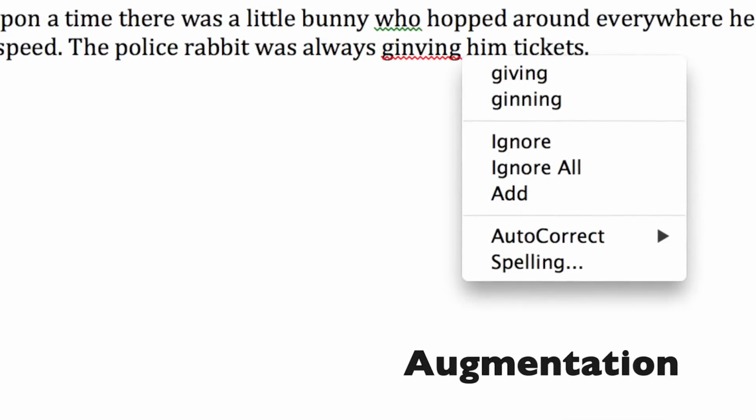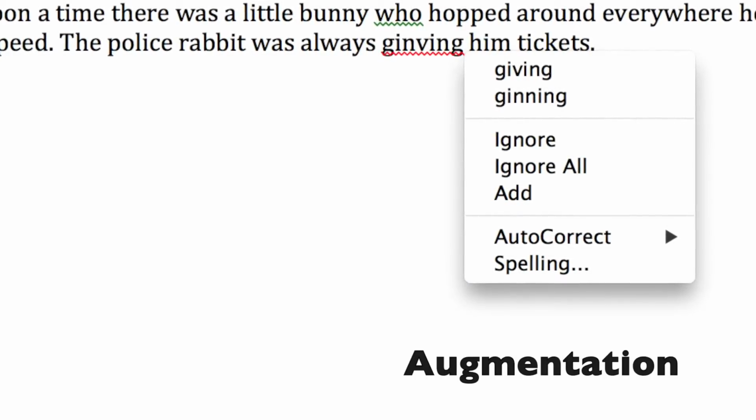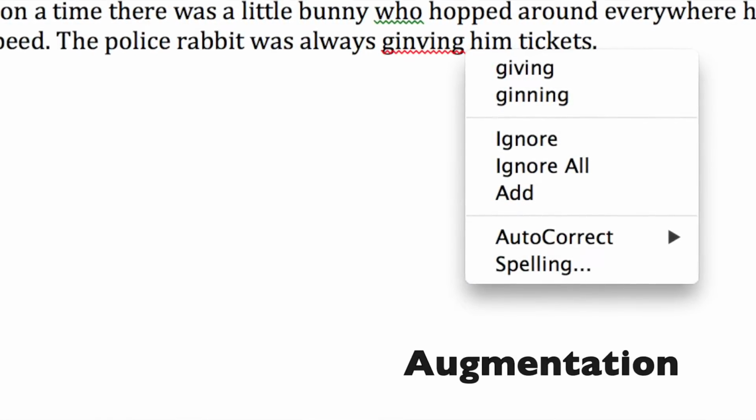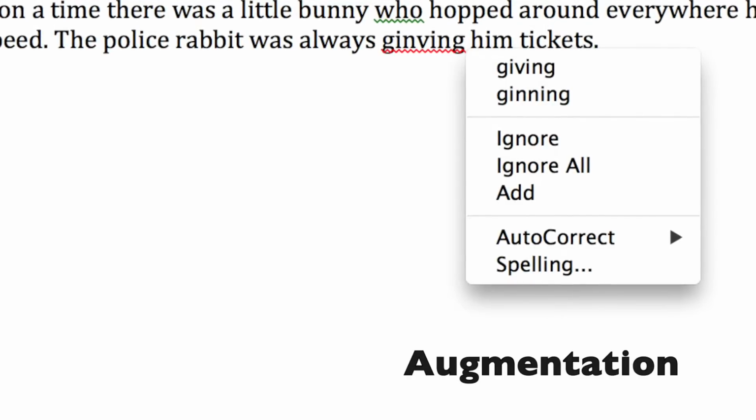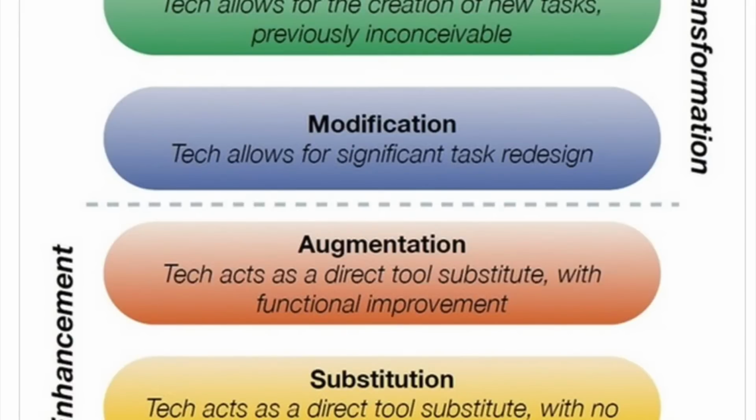With both substitution and augmentation, you're enhancing what the students are doing with technology, but you really aren't changing what you're doing or what the students are doing. As an example, we begin to move from augmentation to modification when we're starting to have a significant task redesign. So for instance, a word processor is something that one child types on at one time, and we could get some little enhancements and improvements by having the spell checking.